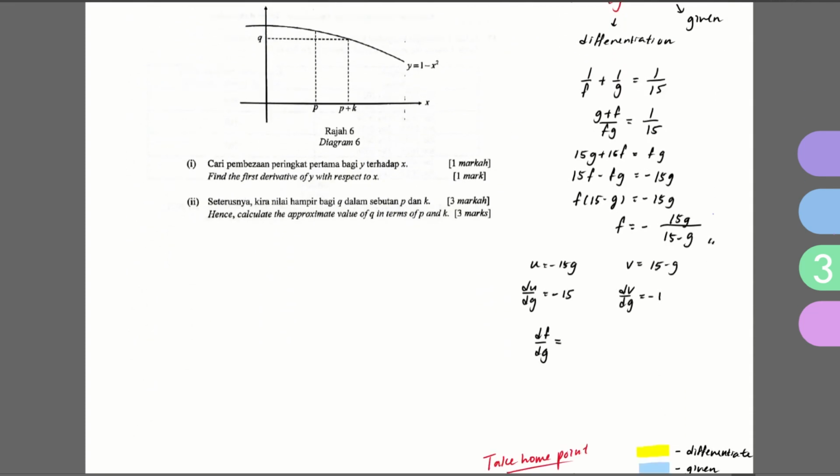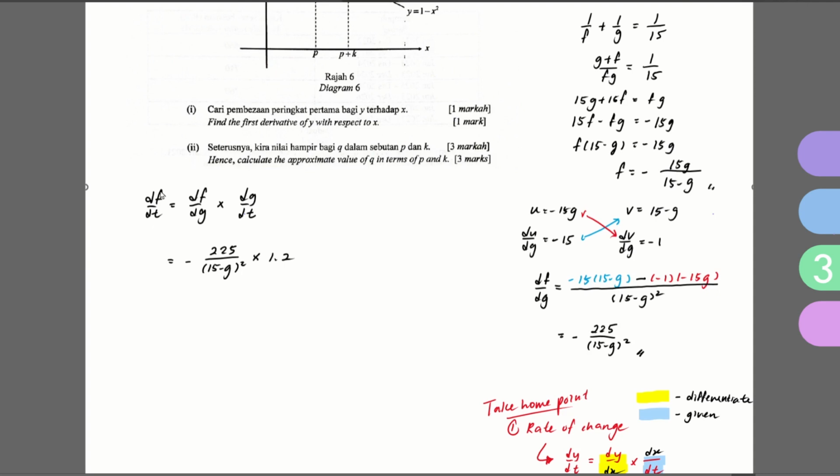So u represents the numerator, v represents the denominator, and I differentiate them separately. And using the quotient rule, we need to multiply these two values first, and we need to minus off the product of these two numbers. And don't forget, we need to divide by the denominator again, but squared. And this will be the final form. And now we can find dF over dt by multiplying the differentiated equation we got just now and dG over dt, which is 1.2. So now there's the issue, what is the value of g to sub in?